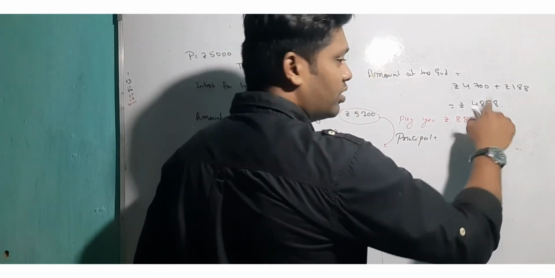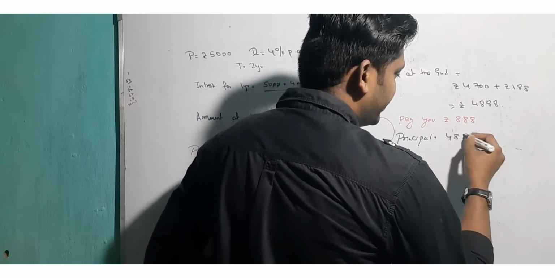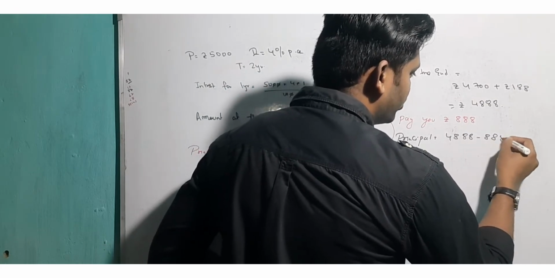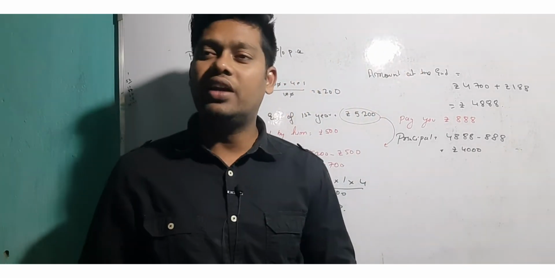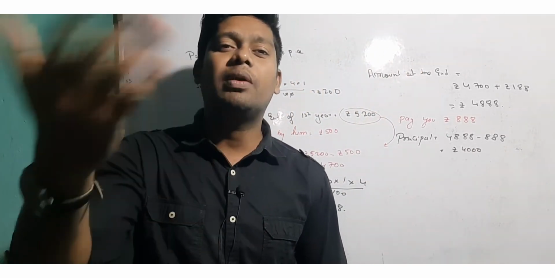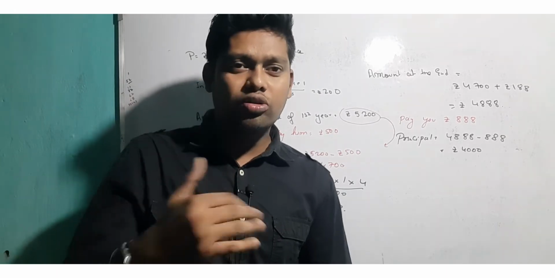The principal will be, not the principal, 4888 minus 888. So how much will it be? Rupees 4000 is my new principal. Again I will do the calculation until he is paying the amount. So again it may be he will pay 1000. So slowly it will go.